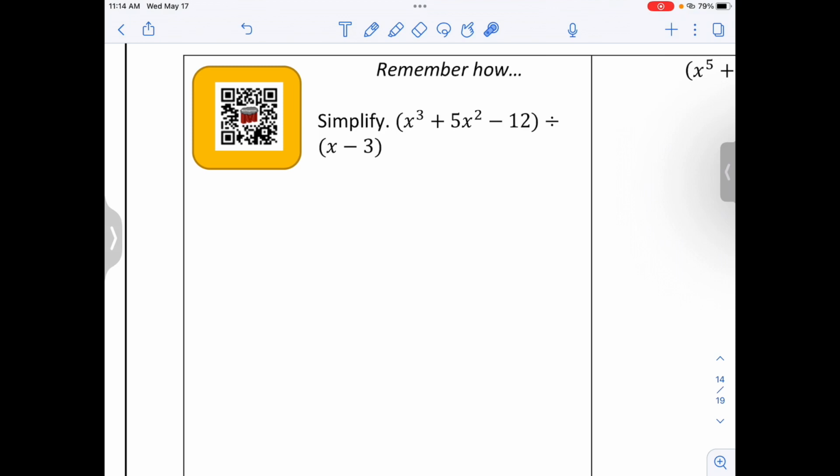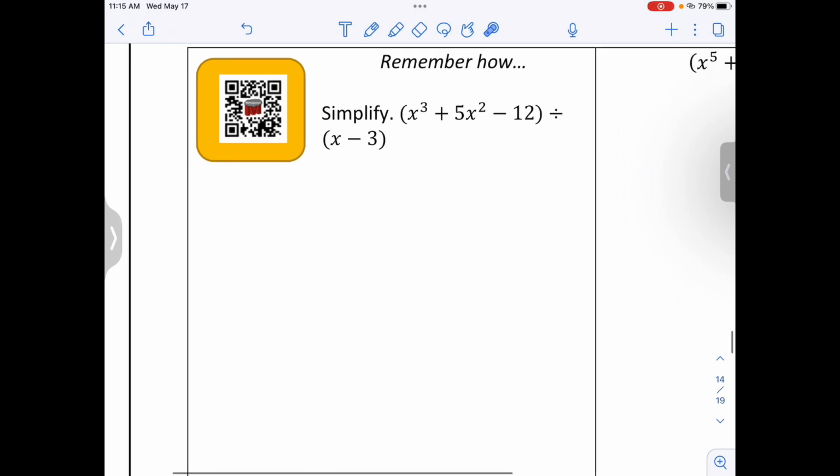So it's one of those things kind of like completing the square, where you don't use it over and over again, but it does come up in one small, tiny topic of calculus, and so you want to be good at it so that you can focus on the calculus part of it and not trying to remember how to do long division. So here we go.